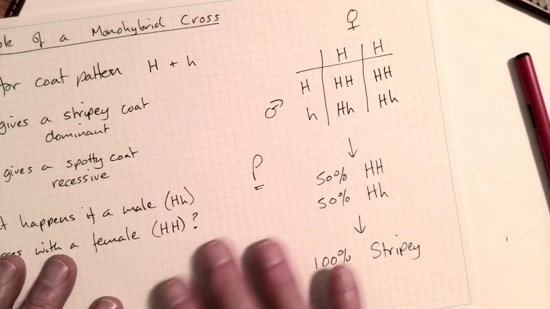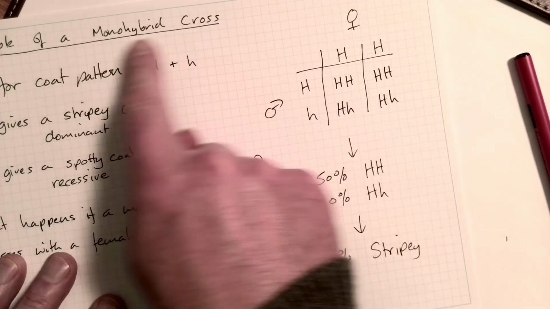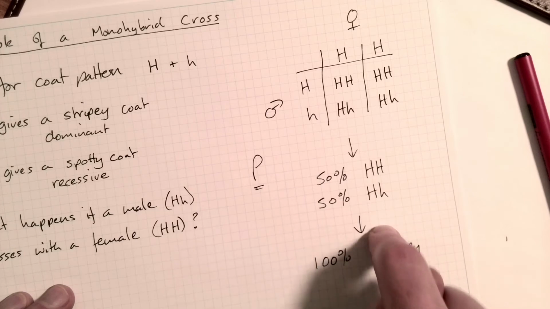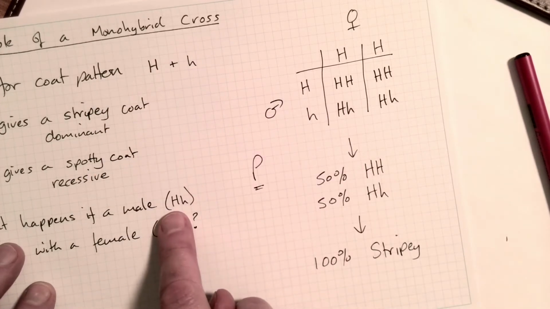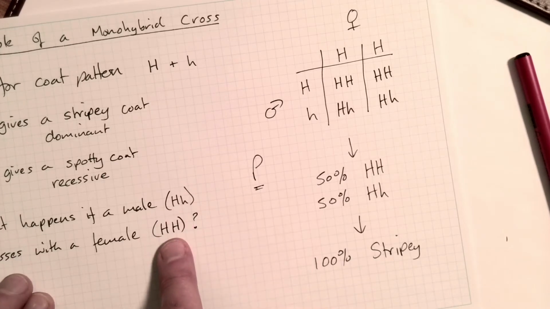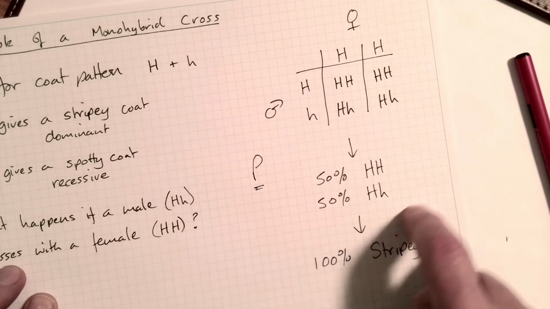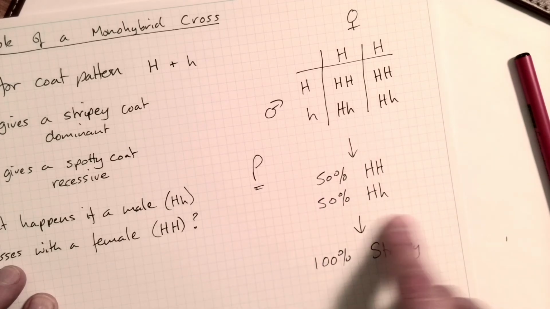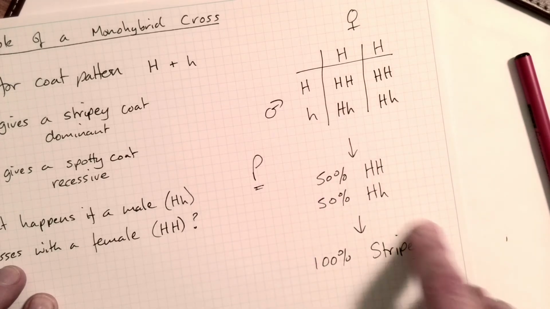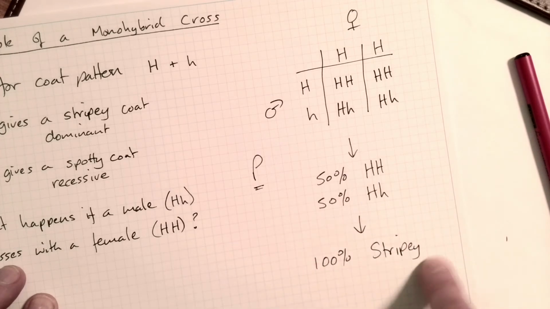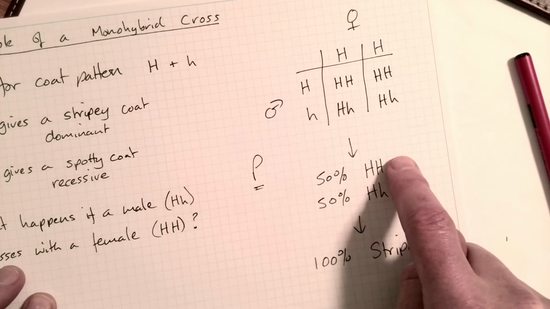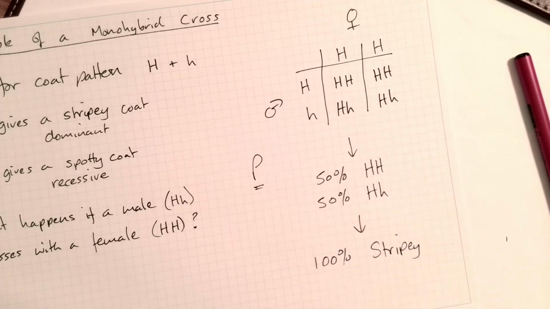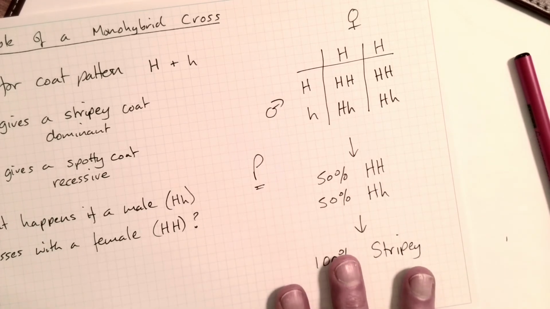So far, we predicted the outcome of a single monohybrid cross. If a heterozygous male crosses with a homozygous dominant female, all of the offspring are going to be stripy. They're all going to be showing the dominant phenotype, but half of them are going to be heterozygous and the other half are going to be homozygous dominant. All right, that's the answer to the first cross.